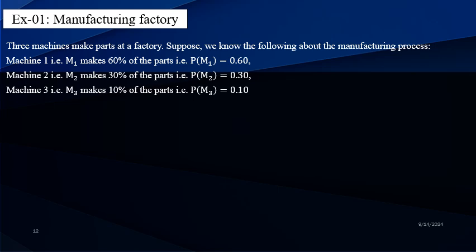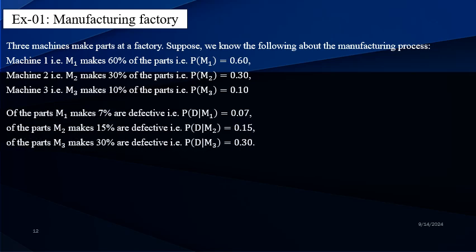The manager is more skilled, or has managing capability, maybe more degrees or more study, you can say that. Now the second level of information is given: of the parts, M1 makes 7% defective. So of all the equipment made by M1, 7% are defective. M2 makes 15% defective, M3 makes 30% defective. What does it mean?